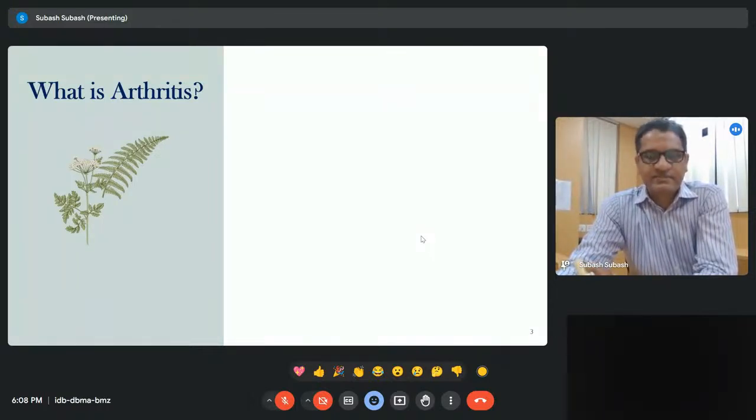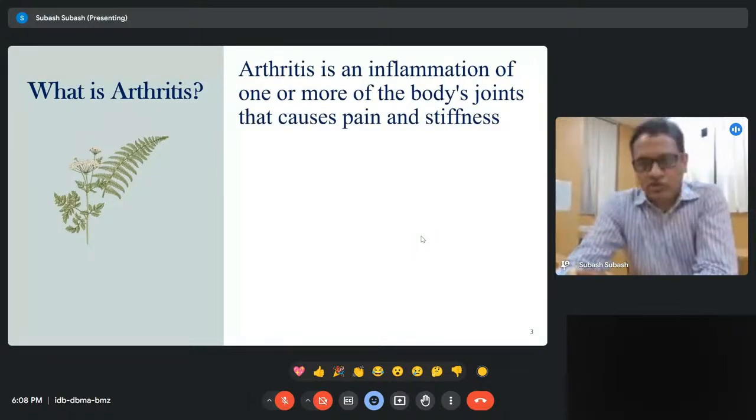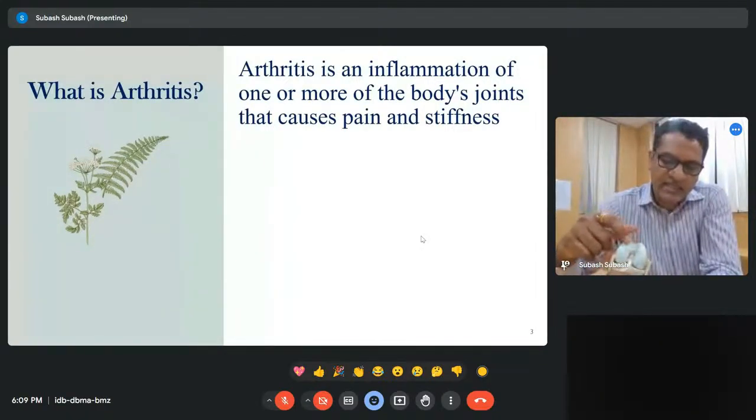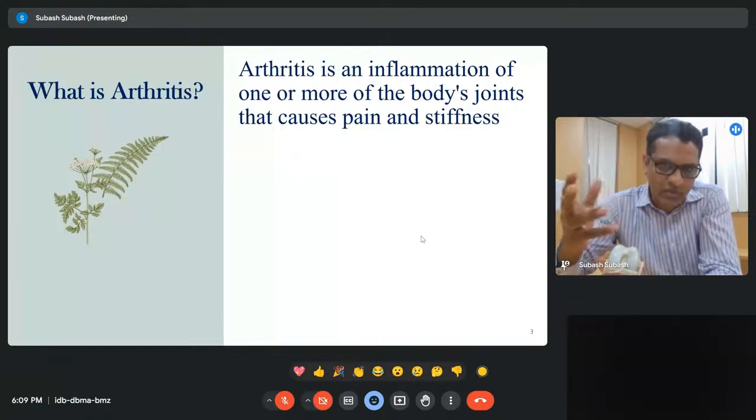What is arthritis? Arthritis is an inflammation of one or more joints in the body, and that causes pain and stiffness. We're pretty much focusing on the knee today. What it means is this blue color lining wears off as time goes by, like a simple car tire. The more you drive, they wear off. But there is a balance here. If you don't drive, the rubber becomes brittle.